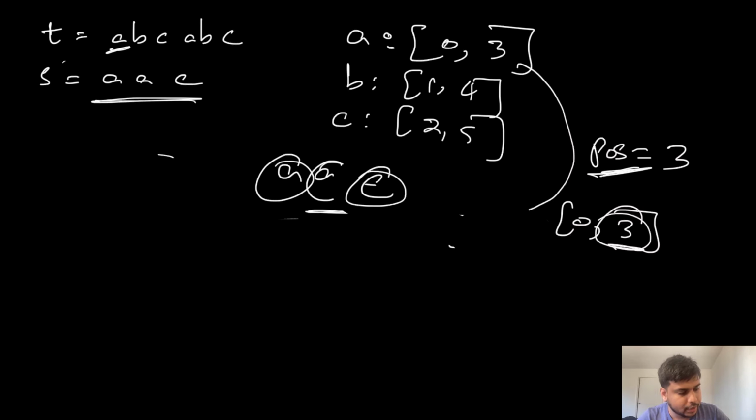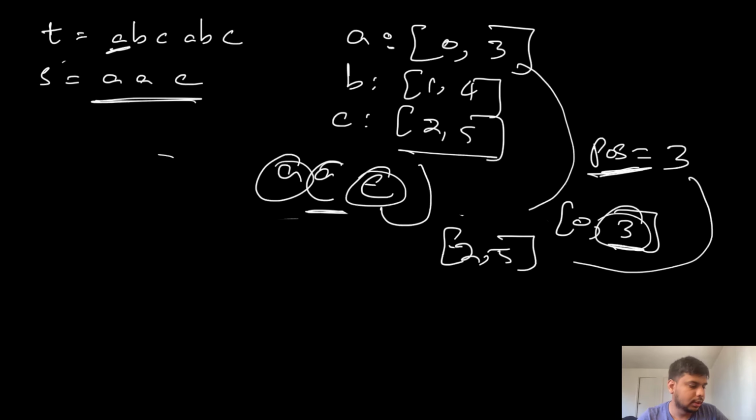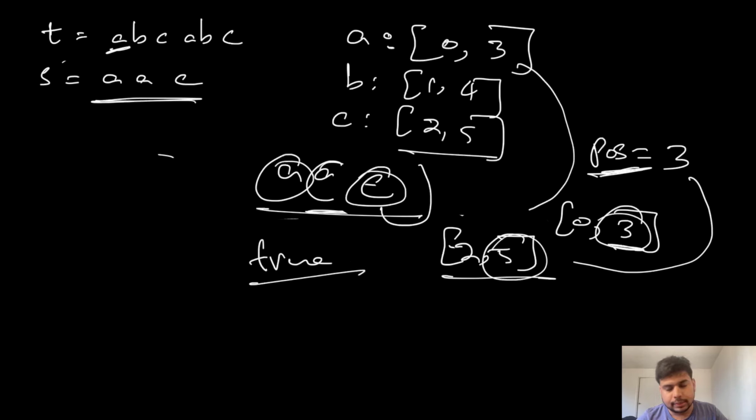Then we go to C. C is present in the hash map. Retrieve the indices 2 comma 5. Is there a position greater than 3 in these indices? Yes, 5 is present. So for each character there was some position present in its indices list. We say it's a subsequence because there existed an index for each character after the previous match, so we say it's true. That's exactly how we'll be solving it. Let's go back to the editor and solve it now.